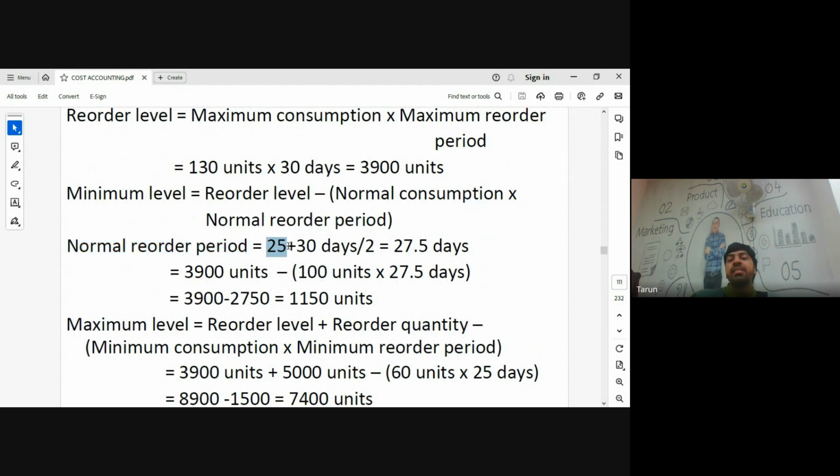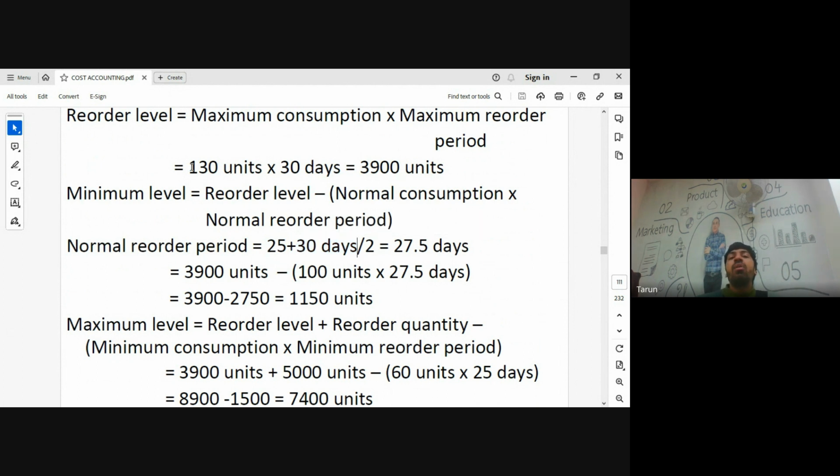25 days is the minimum reorder period. The maximum reorder period is 35 days. Divided by 2, you will get the reorder period. Right? So this is all about that.